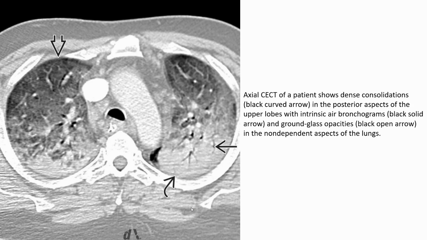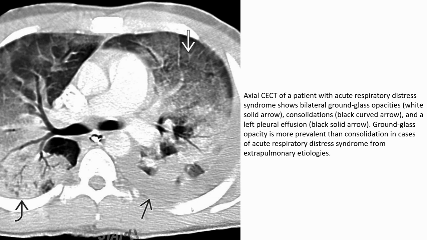Another case of contrast-enhanced CT of a patient. There is consolidation in the dependent aspects of the lung with intrinsic air bronchograms, as indicated by the solid arrow, and ground glass opacity in the non-dependent aspect of the lung.